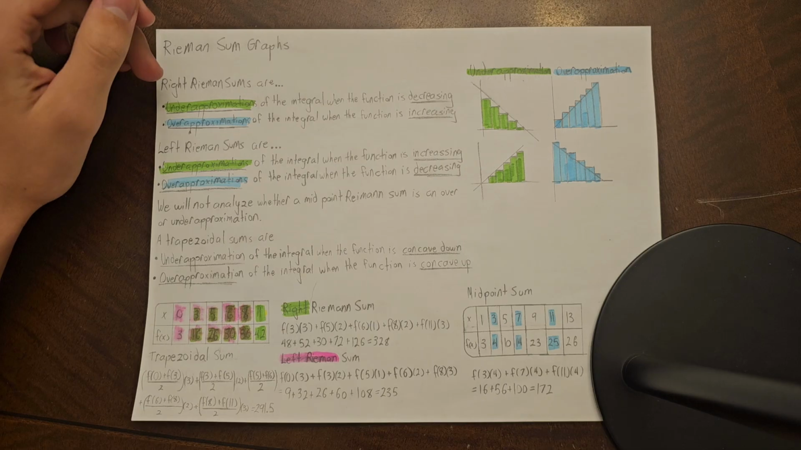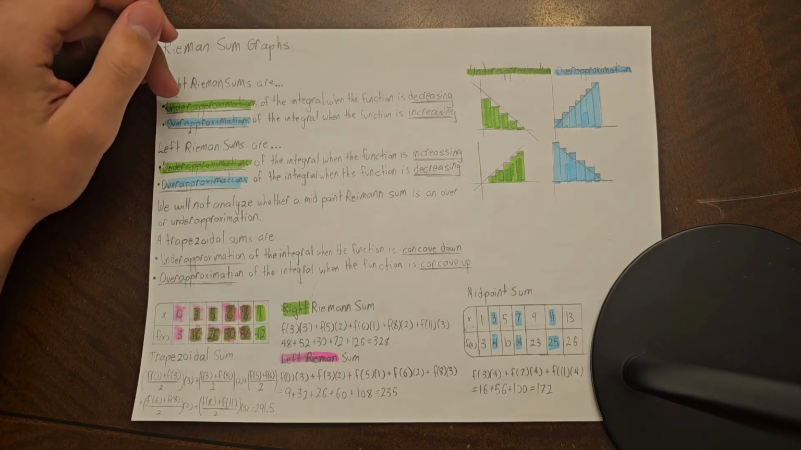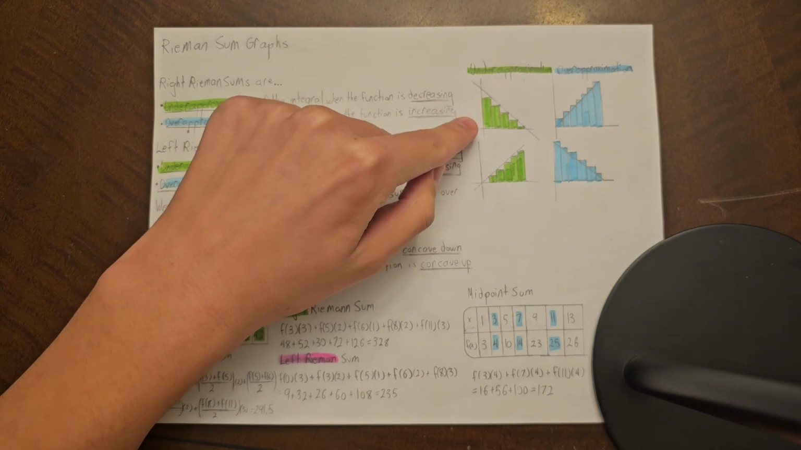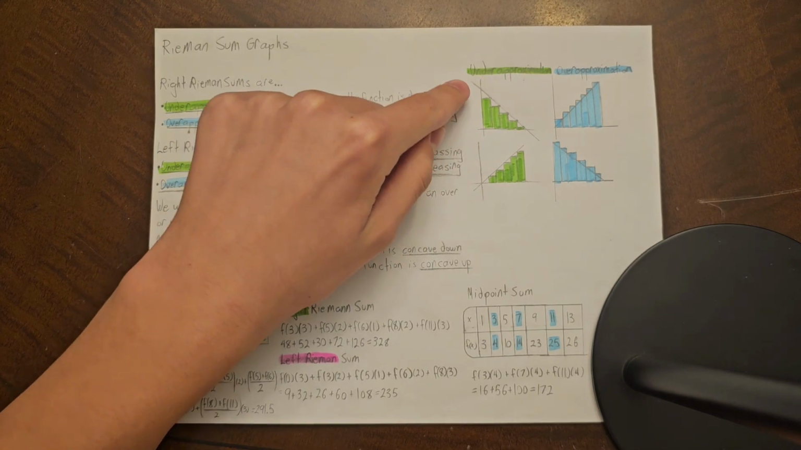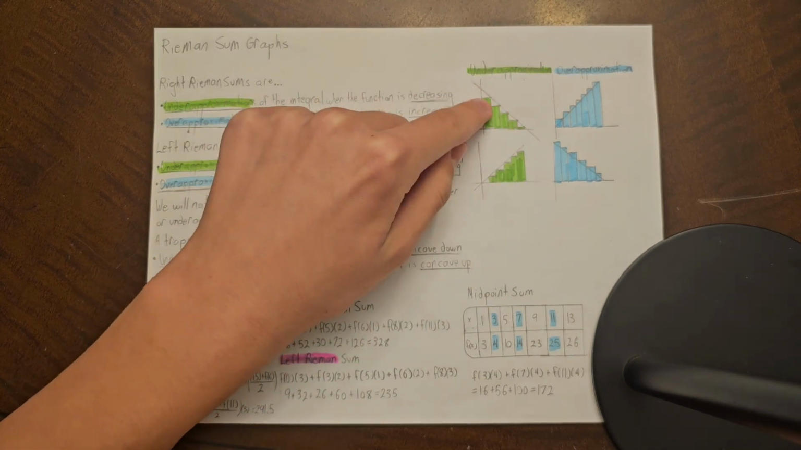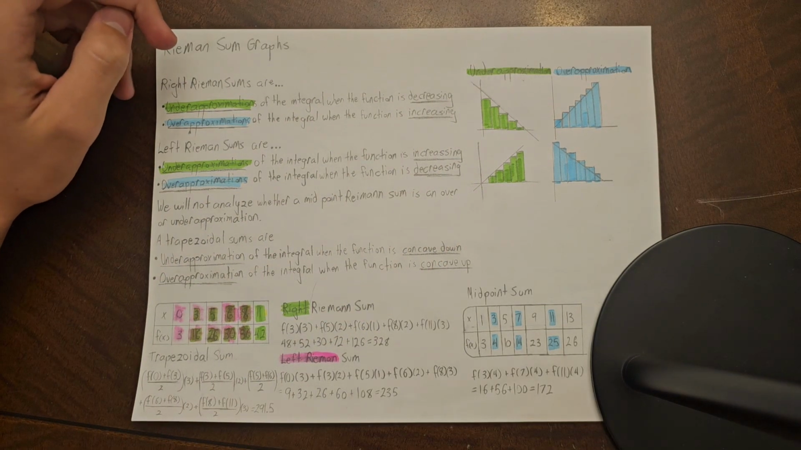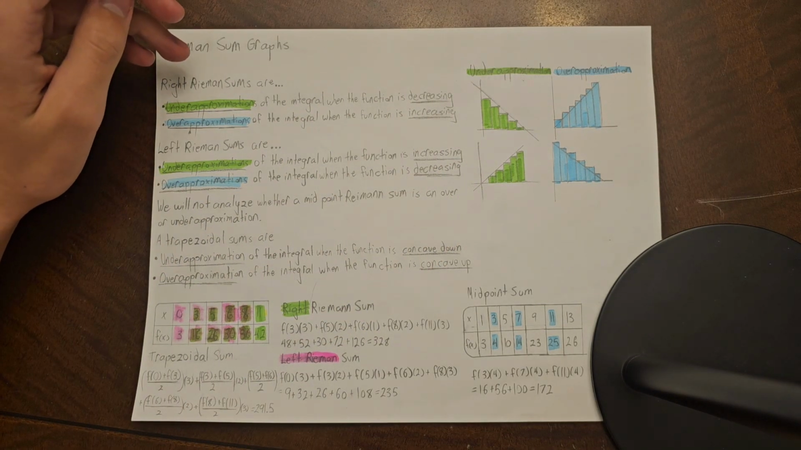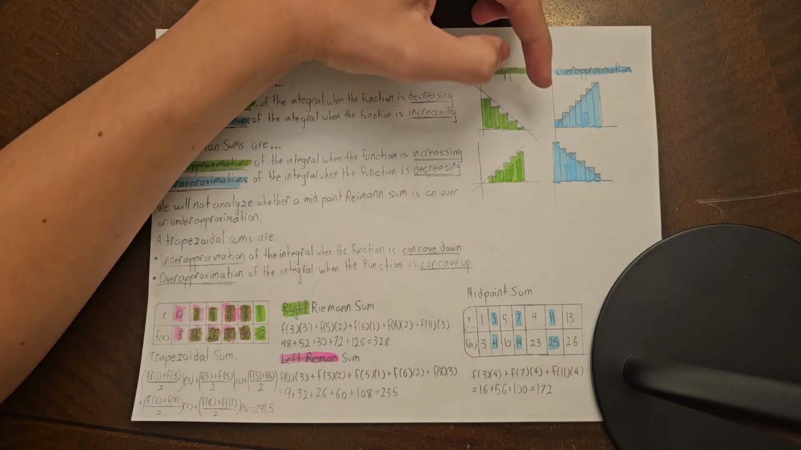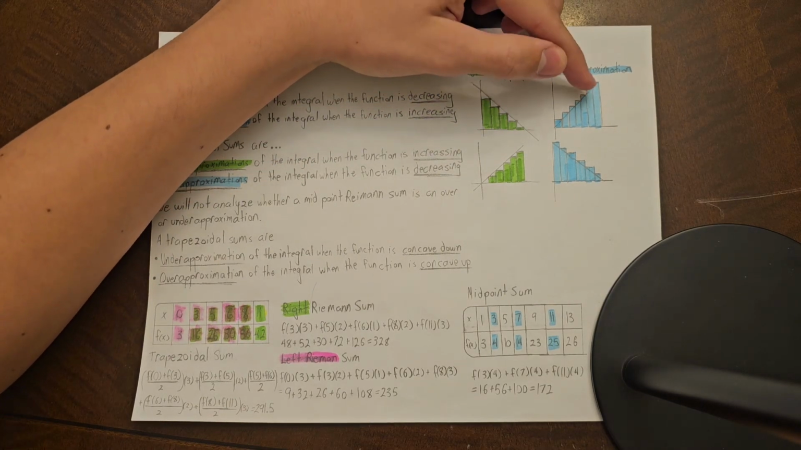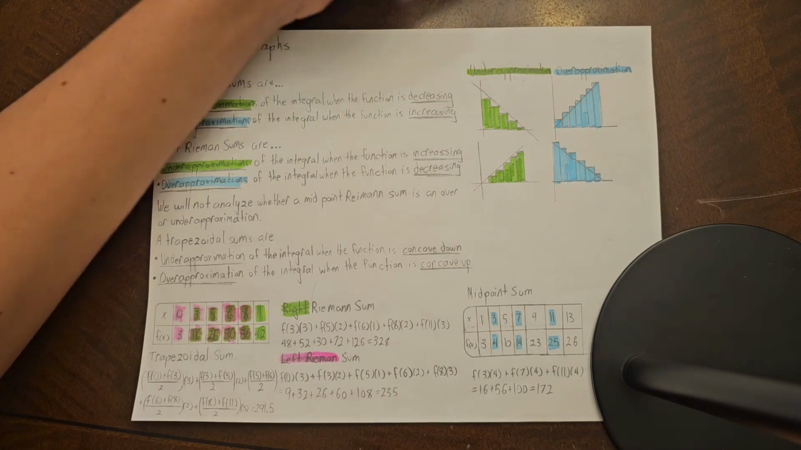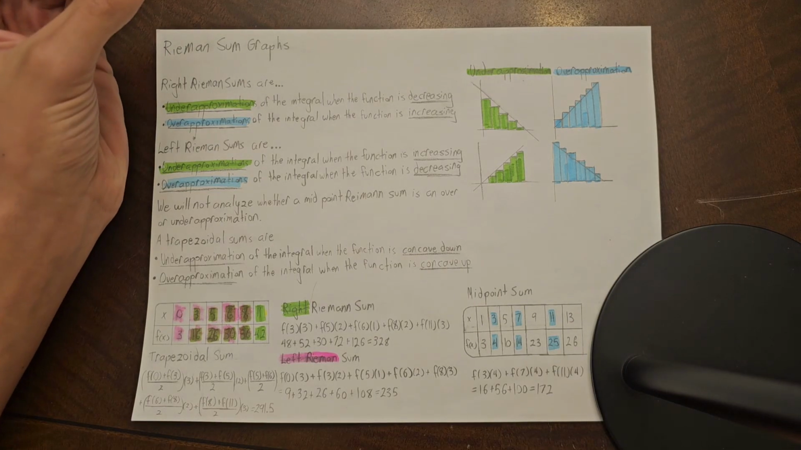Right Riemann sums are an under approximation of the integral when the function is decreasing. So here's an example of a right Riemann sum graphed out. You can see that it clearly has all these white spaces right here. Right Riemann sums are over approximations of the integral when the function is increasing. So right here you can see that there's that little bit of overlap where it's going over. That's an example of an over approximation.